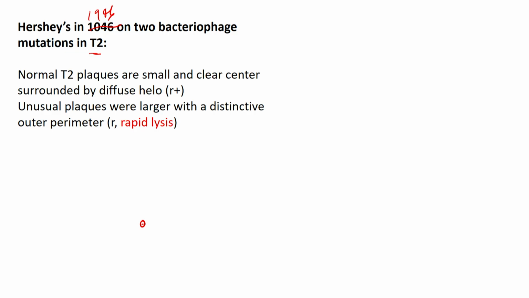What I am trying to tell you in this slide is how people look at the mutant gene in the case of bacteriophages. In this context, Hershey was studying the gene r. For the mutant r, the plaques are bigger. Here the plaques are small, here the plaques are bigger. I will show you in a minute.